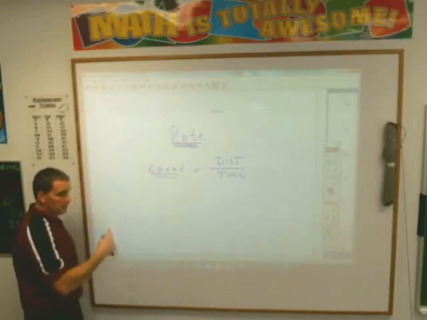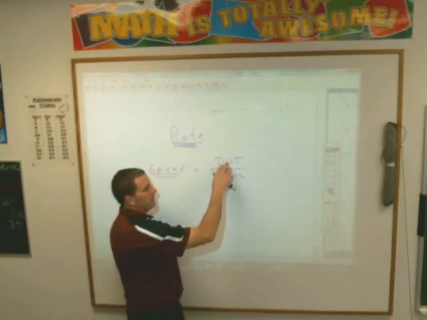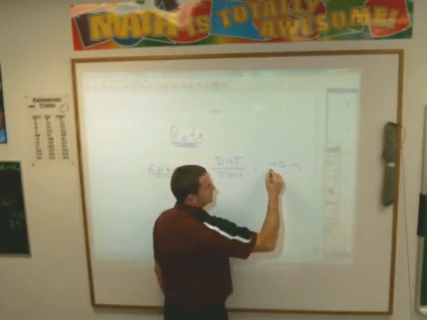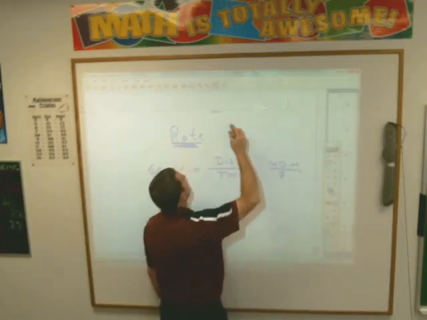It's a special ratio. It's a rate where we talk about how far over time. And he said he went 40 miles. The word per means a fraction line. Per hour.